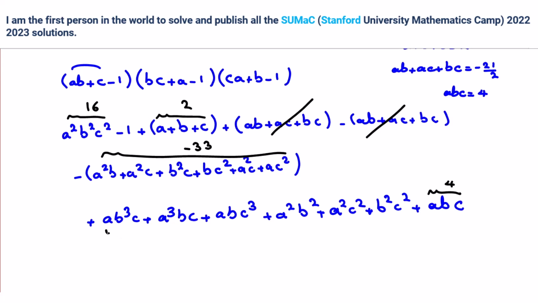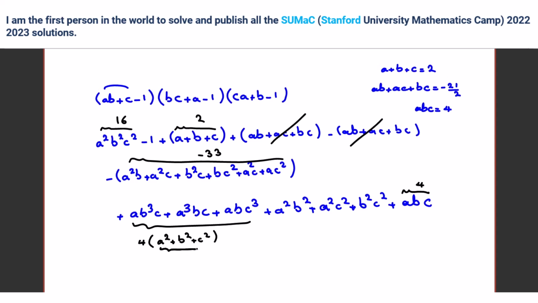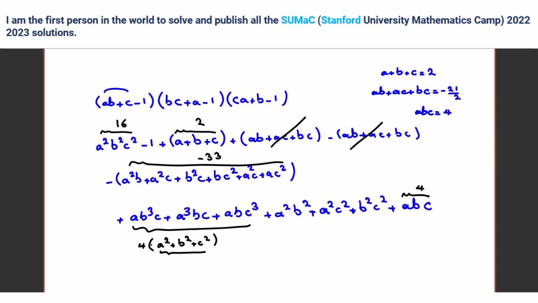Now we can calculate these parts easily, right? It is ABC, which is 4, times A squared plus B squared plus C squared, right? A squared plus B squared plus C squared is what? The 2 squared minus 2 times the sum of the products, which is 2 squared plus 21, plus 20. Yes, completely correct.